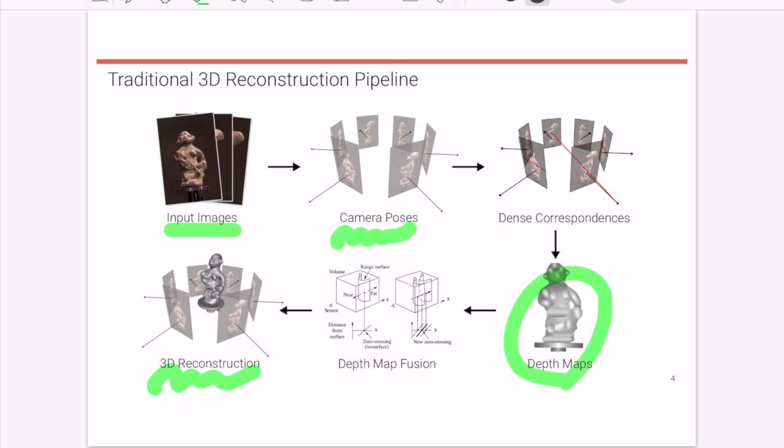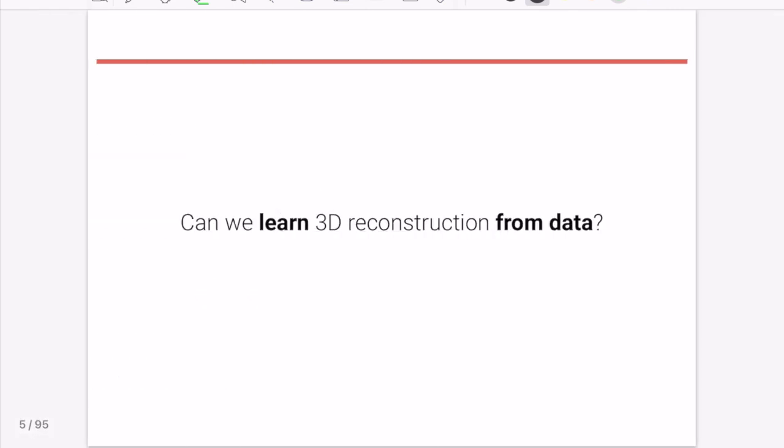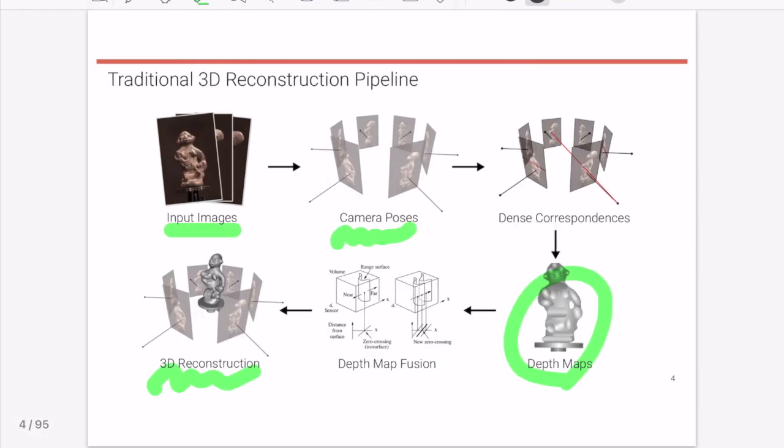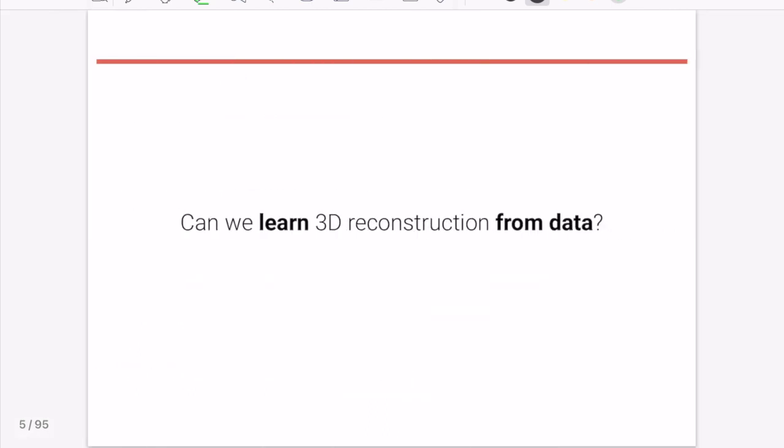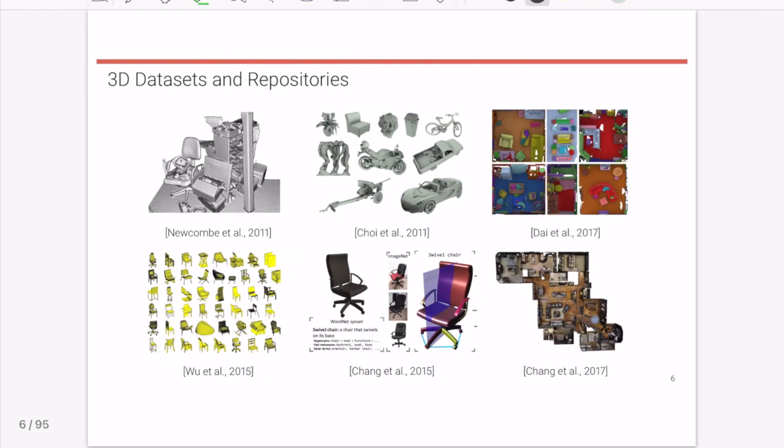Of course, this is very powerful, and for example, the COLMAP method has still been used in many computer vision applications, even in modern 3D computer vision applications. So today, compared to this traditional 3D reconstruction pipeline, today's topic is, can we learn the 3D reconstruction problem from data? I mean, how can we formulate the 3D reconstruction problem in a data-driven manner? So this is today's topic.